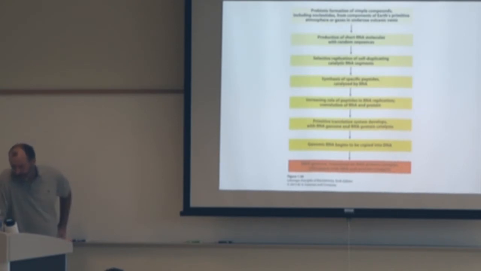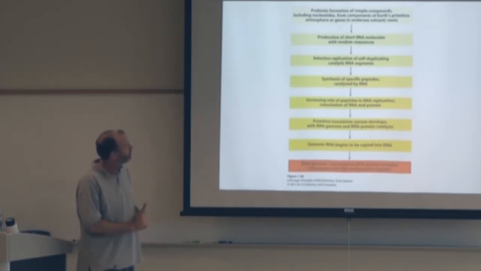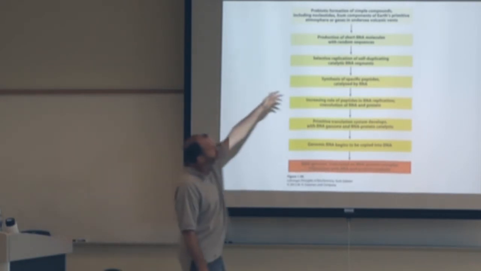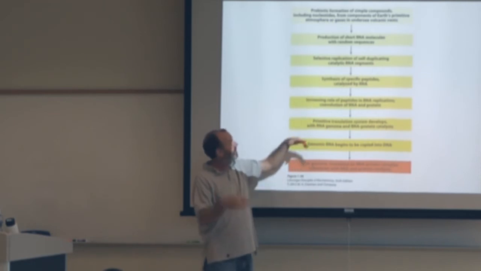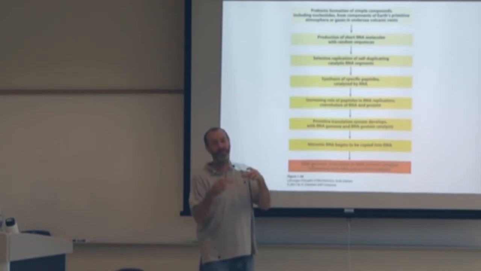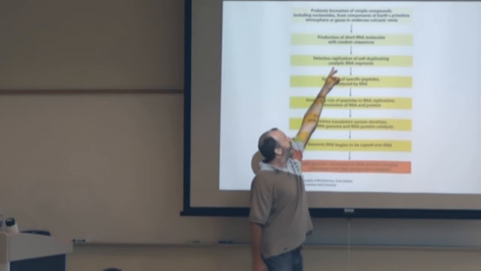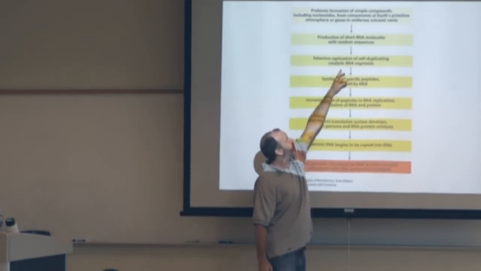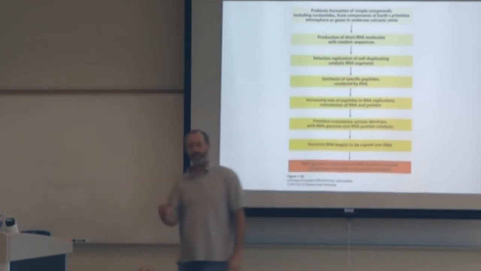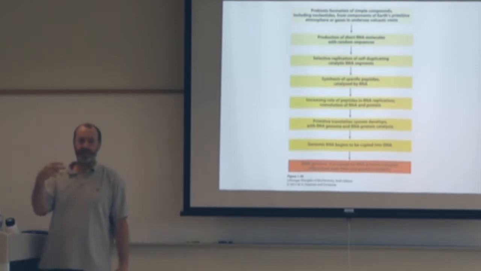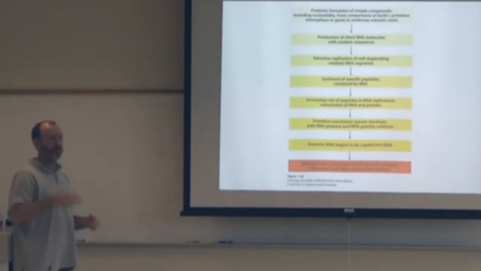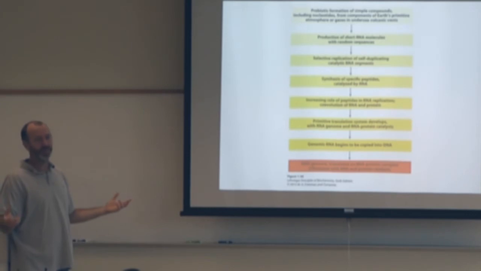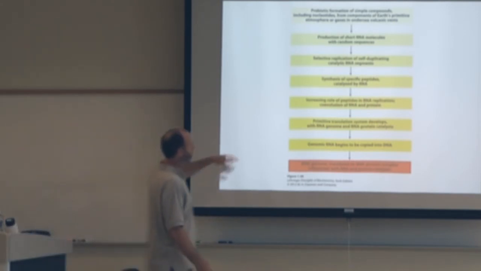This is, I guess, figure 136 from your book. They think the prebiotic formation of simple compounds led to the production of short RNA molecules with random sequences. Those random sequences would then be selected for selective replication of self-duplicating catalytic RNA segments. So segments that could self-duplicate and had catalytic activity would be the ones that would be replicated, right? Because the other ones aren't doing anything. They're just going to sit there and be degraded by other things.